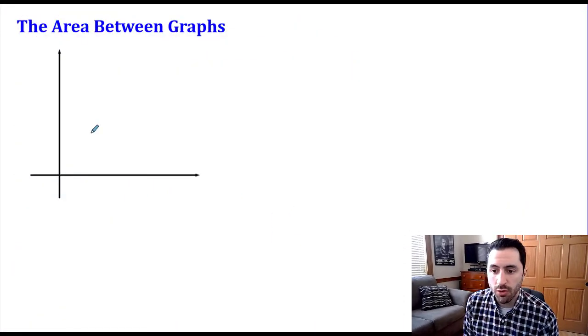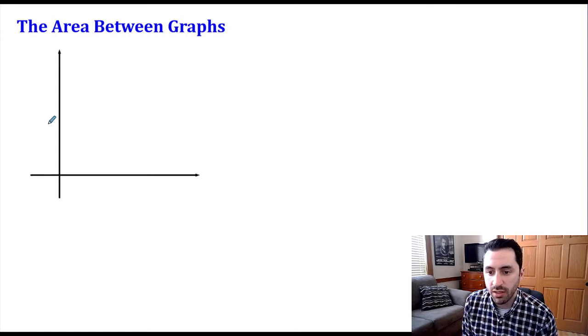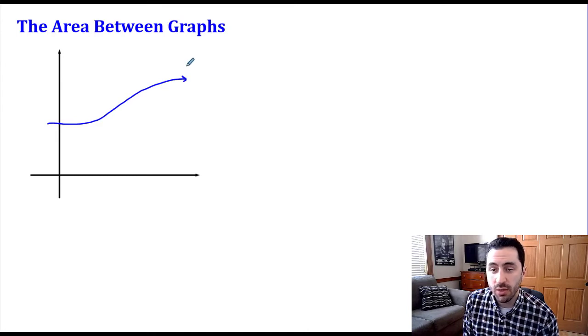So in our coordinate plane, let's say we have the graph of a function f of x. And it doesn't matter what this looks like. So let's just say we have this nice curve, and then this is the graph of y is equal to f of x. And then let's look at a specific interval from a, and we'll go up to here to b.